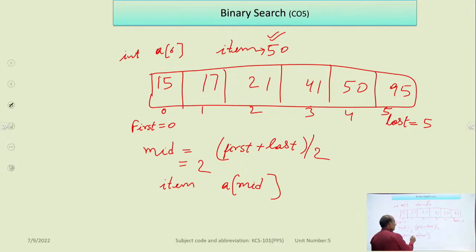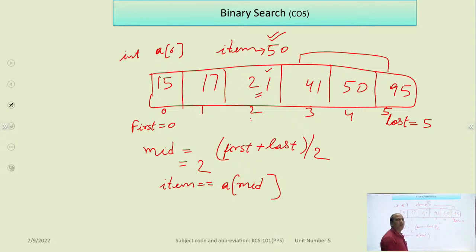But if this condition is not true, there are two situations. At the mid index, at the second index, there is 21, which means the search is not successful because we are looking for 50. So there are two situations. If the item that we are looking for is bigger than the mid index value, then we will focus on the upper half only.